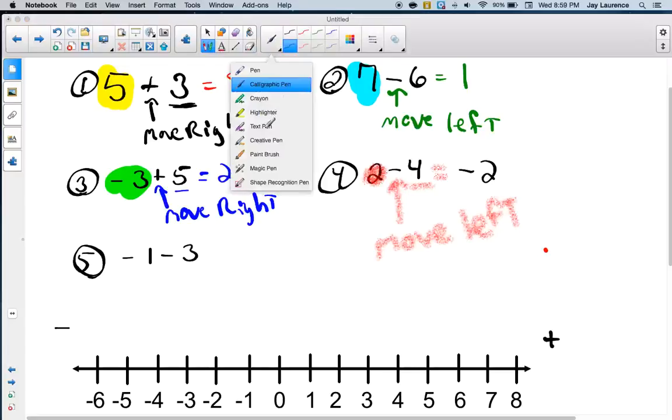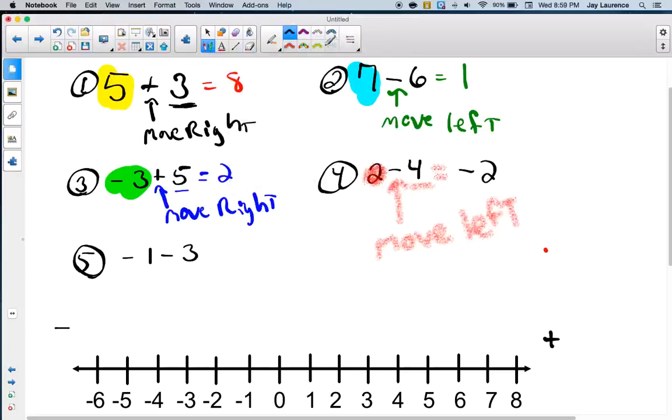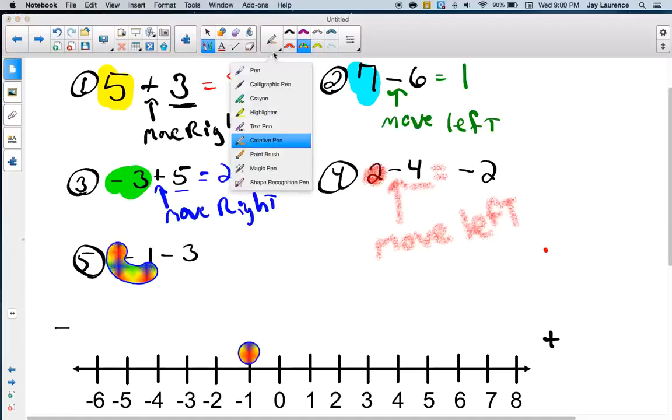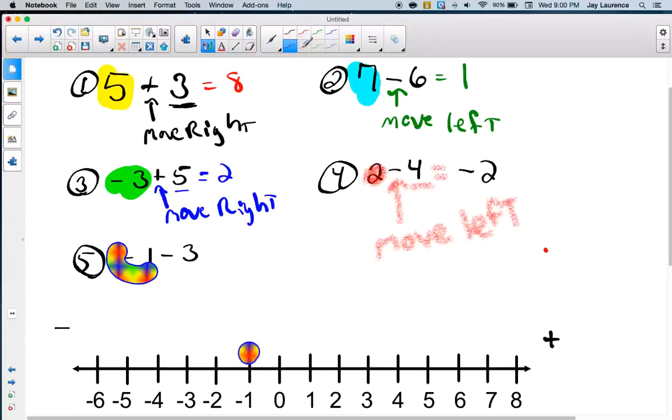All right, let me see here. Ooh, creative pen, I like it. Ooh, I like this one. Okay, I've got a negative 1. I can't highlight it because that'll cover it up. So a negative 1 goes there. And now I am going to move left. Why left? Because the negative numbers are to the left. How many? 3 spaces. 1, 2, 3. And there we go. Negative 1 minus 3 is negative 4.